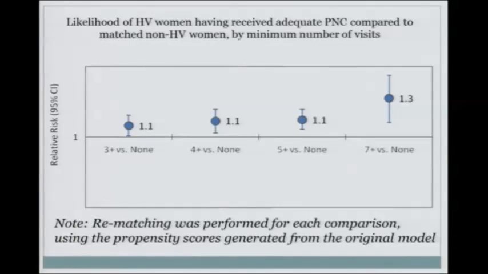So she looked at women who got 3 or more visits versus the comparison group, 4 or more visits, 5 or more visits, 7 or more visits, and seemed to see maybe a little bit of an effect on getting adequate prenatal care with the number of visits. Now, this is an association. Is there an issue with this potentially? I wouldn't take this to say that there's a causal effect of home visiting on getting adequate prenatal care.